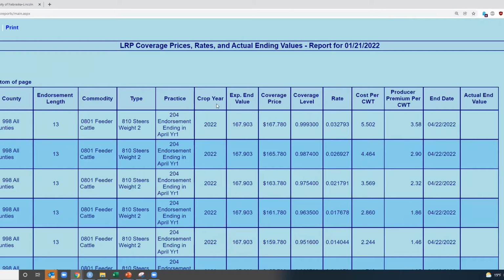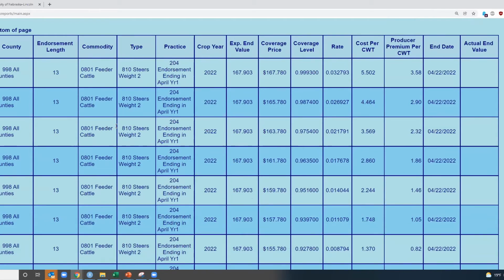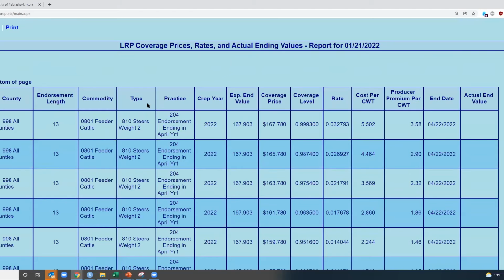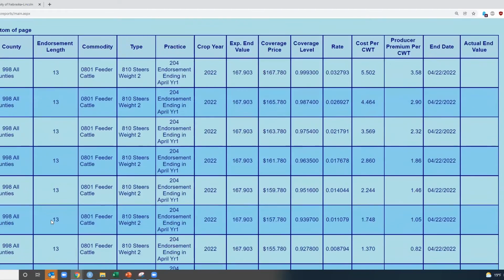So if you go to that website that I showed you, and you type in Nebraska feeder cattle steer weight 2, it will provide this rates table. It's very, very long, but let's just walk through what this rate table is telling us. So we have this endorsement length. This is from today, 13 weeks in the future. That's how long that coverage will be on. So we can go here on the right side and see this end date.